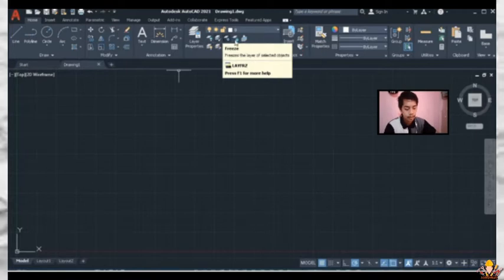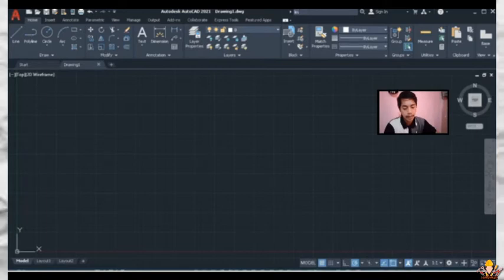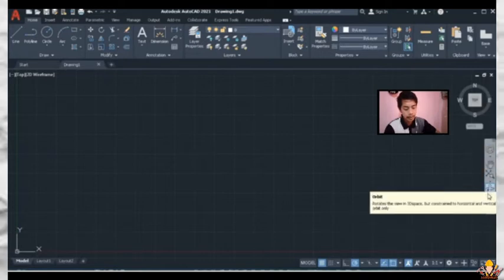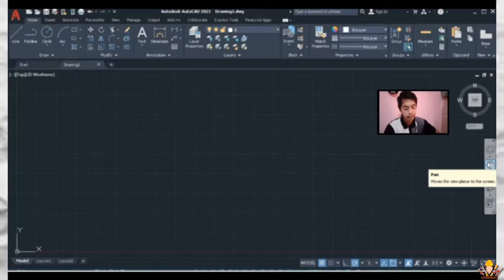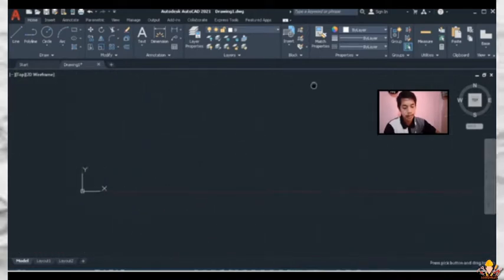So let's move on. You will see here the info bar, where you can type the name of any command or tool to get more information about it. Next, we have the navigation bar. Here you will see pan, zoom, and orbit. Pan is for when you want to move your workspace. Simply click here, then drag your mouse.